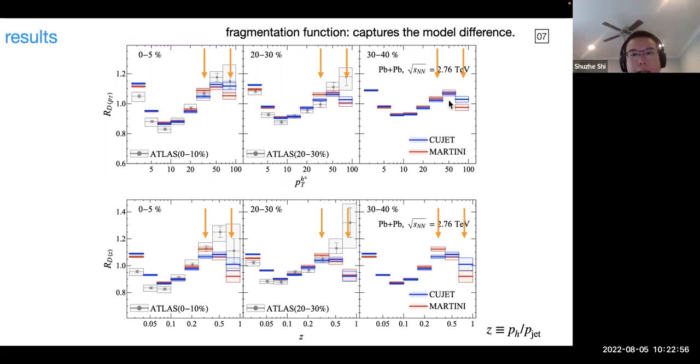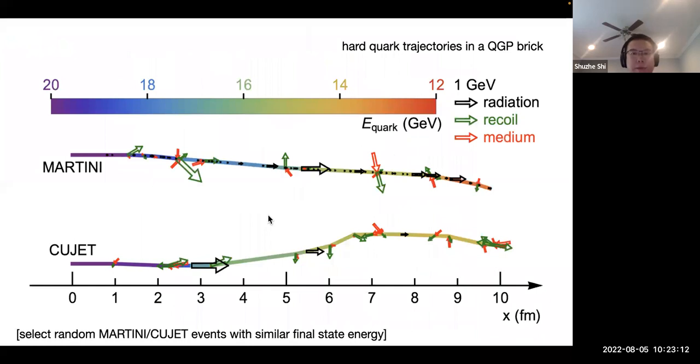And for the rightmost box, the CUJET result is systematically above the Martini result. This is well expected because by looking at the fragmentation function, we are measuring the detailed structure of this collinear radiation, and we should be able to see the difference. At this point, we are not that satisfied because from this plot, they are very distinctive. If we could count the number of these black dots, we could really tell the difference between these two models. However, unfortunately, in a real experiment, it is not possible to measure these radiated gluons directly.